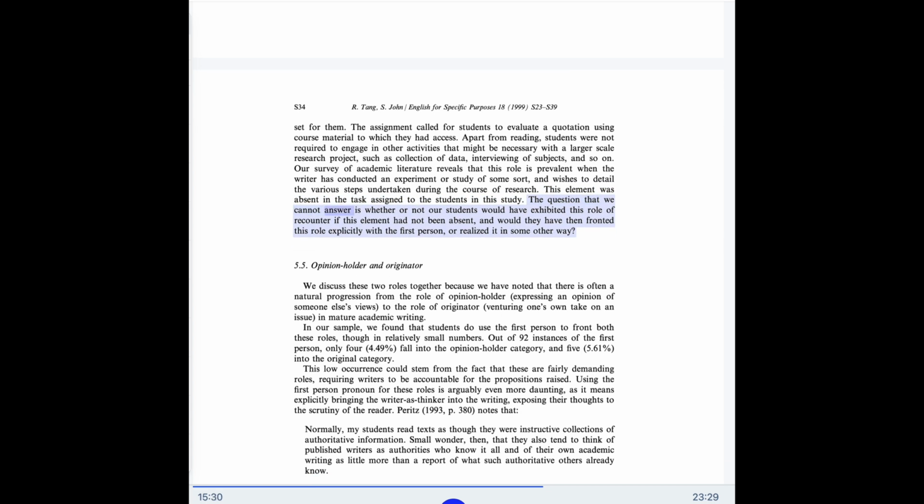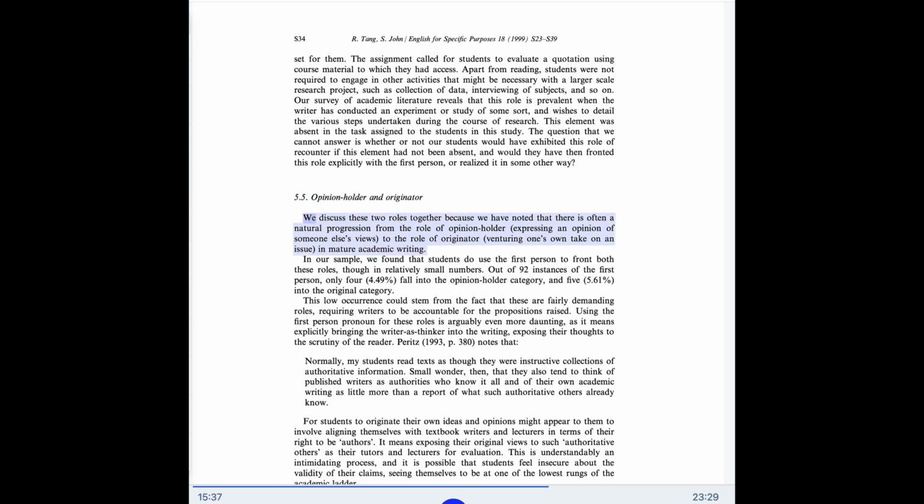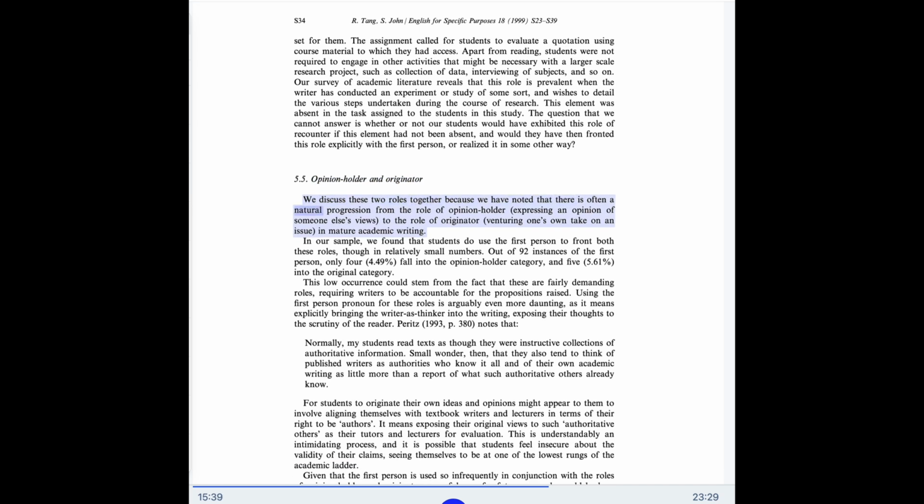The question that we cannot answer is whether or not our students would have exhibited this role of recounter if this element had not been absent, and would they have then fronted this role explicitly with the first person, or realized it in some other way. 5.5. Opinion holder and originator. We discuss these two roles together because we have noted that there is often a natural progression from the role of opinion holder, expressing an opinion of someone else's views, to the role of originator, venturing one's own take on an issue in mature academic writing.